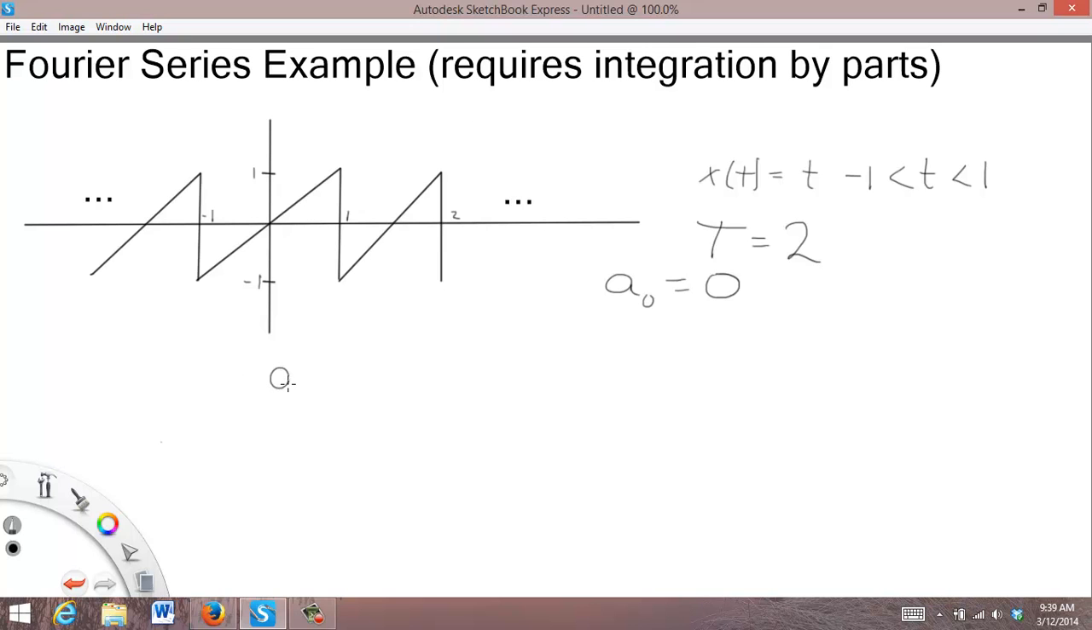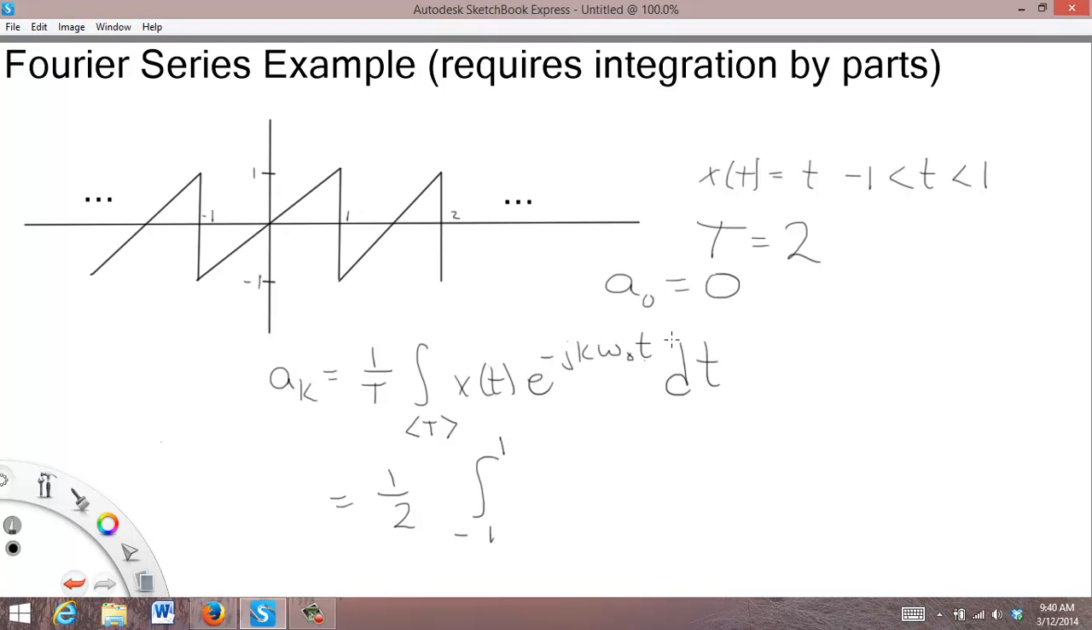So the definition for A sub k is going to be, again, 1 over T, integral over the period, x of t, e to the minus j k omega naught t dt. So now, plugging into our equation here, we have 1 over 2, and we're going to integrate from -1 to 1 because that's the easiest definition for our signal. So integral from -1 to 1, and the definition of x in that interval is t. So it's t times e to the minus j k omega naught t dt. Omega naught is 2 pi over capital T. Capital T is 2, so omega naught is pi. I'll write up here omega naught equals pi.